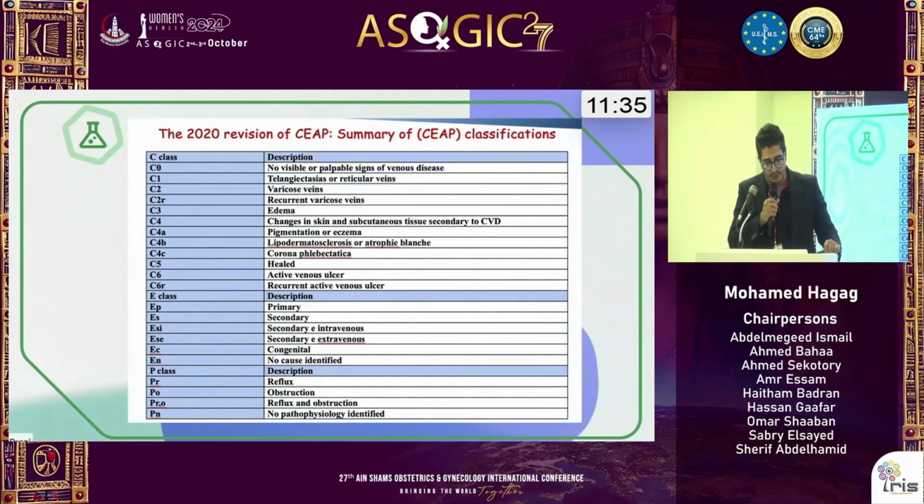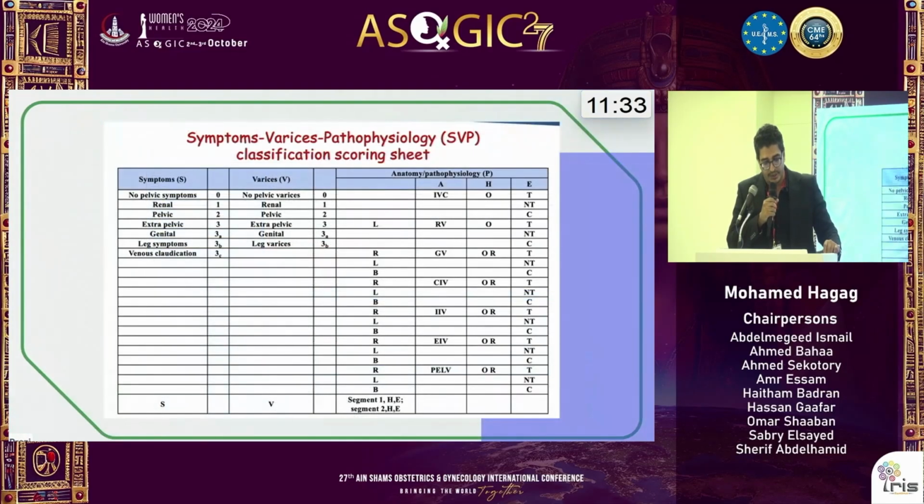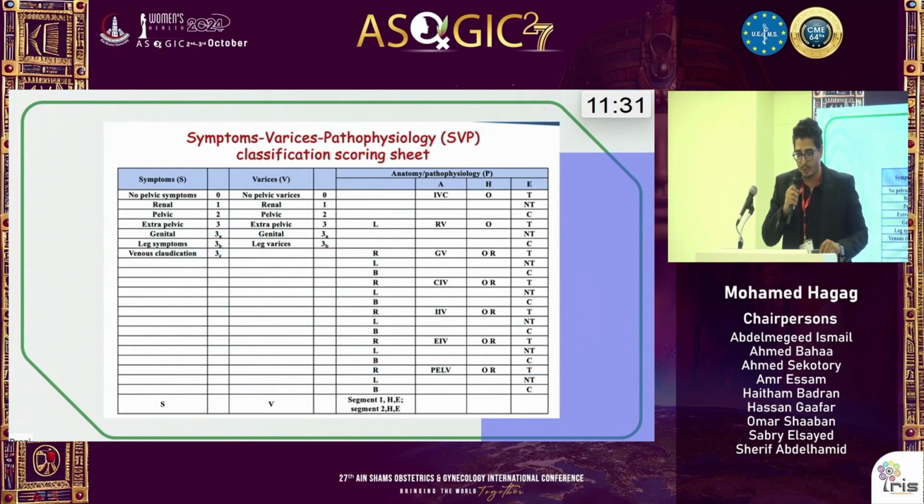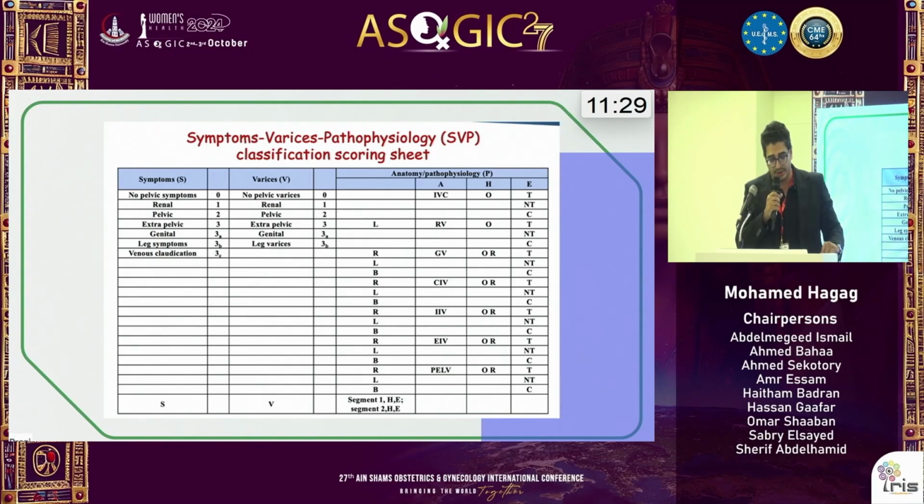Here is the tool that we always use. It consists of 3 components: symptoms, varices, and pathophysiology. Symptoms range from renal up to venous claudication. Varices range from loin and hilar varices up to lower limb varices. And lastly, anatomy.